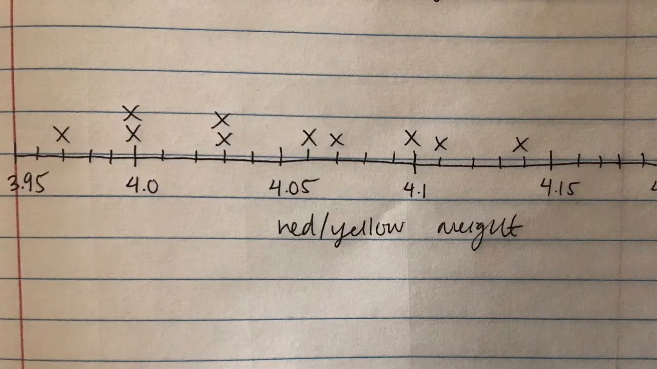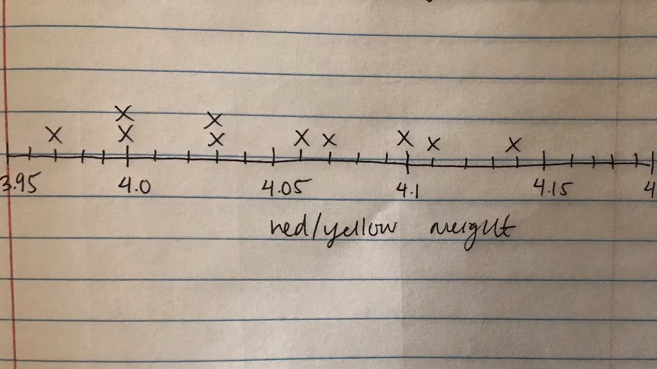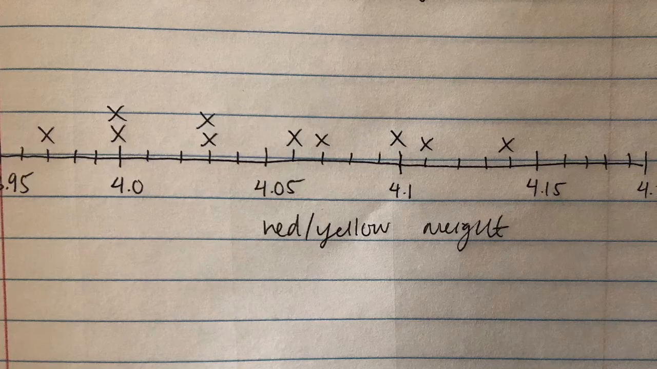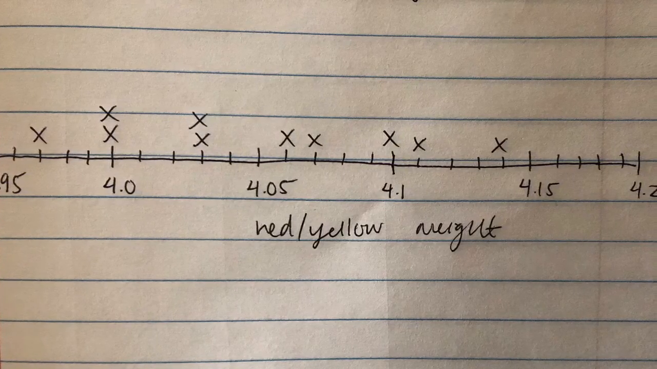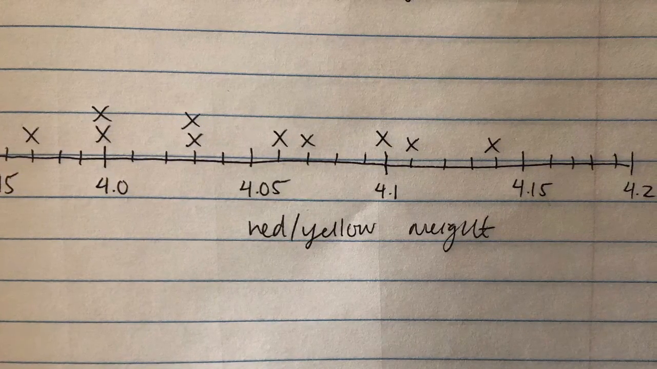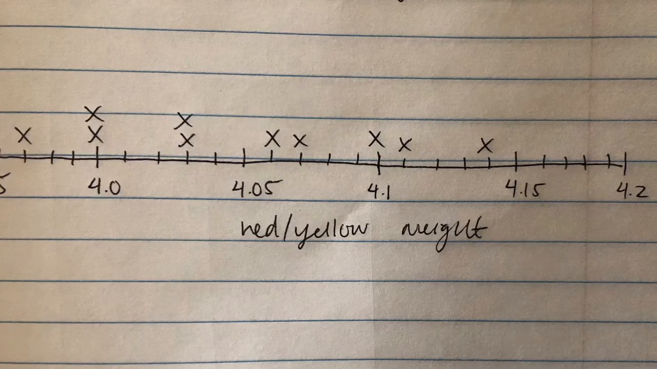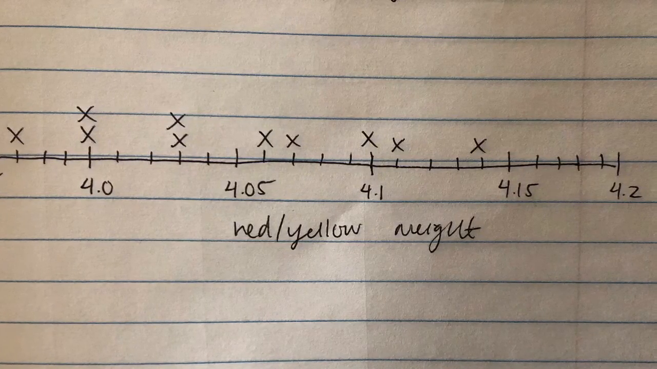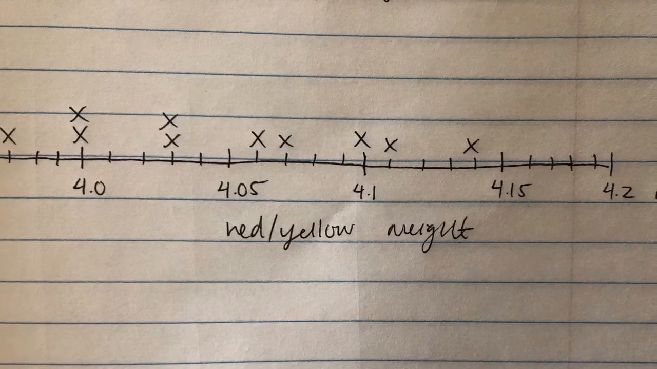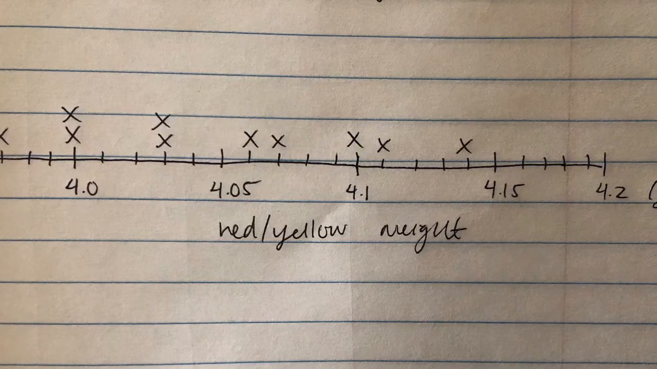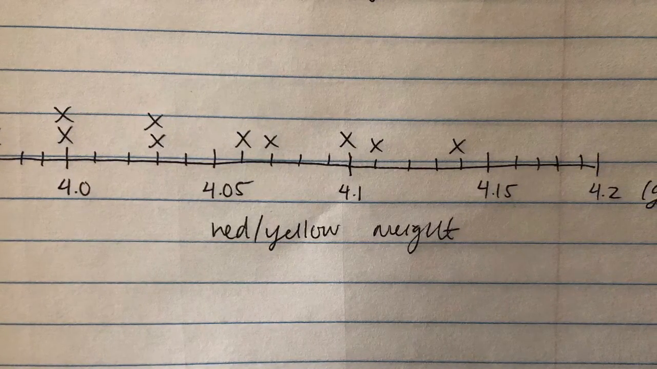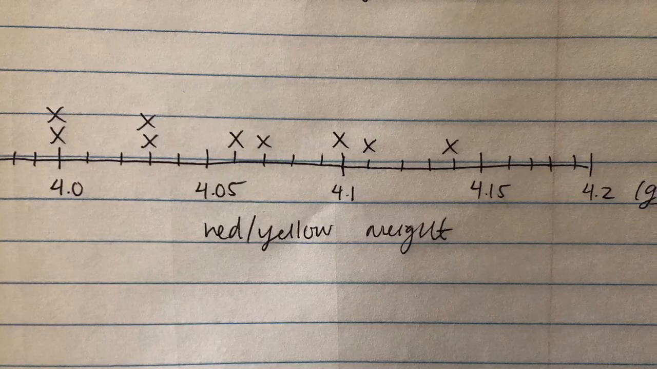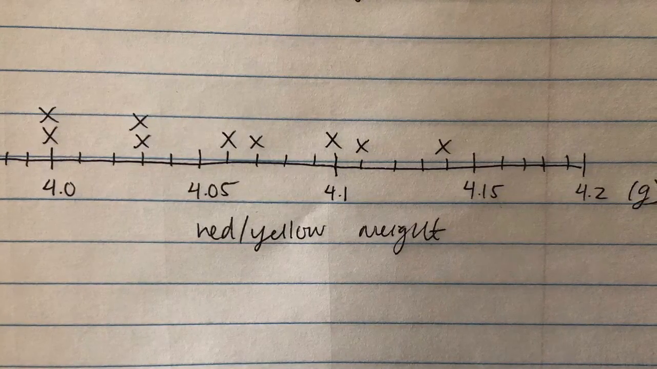And now to make your histogram, draw a straight line across your paper. I started with my lowest plotted weight, which is 3.95 grams. And at the other end, on the right-hand side, will be your highest weight. Mine was about 4.2 grams. Then you're going to make the tick marks, either 5 or 10 tick marks between weights, and you're going to plot your points for each of the different colors.